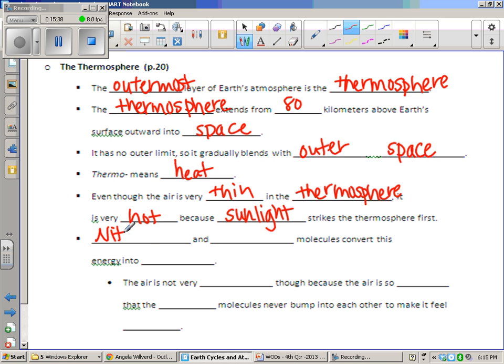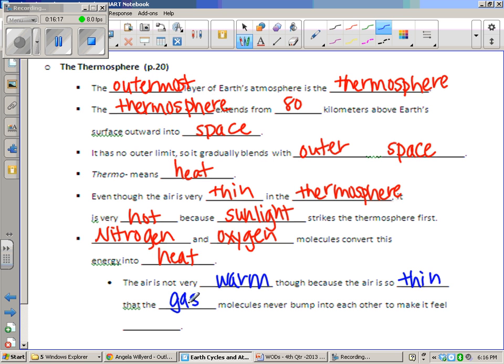And nitrogen and oxygen molecules convert this energy into heat. But the air is not very warm, so how would it feel to you? Not warm at all. Temperature-wise, it looks like it's hot, but how do you perceive that? As coldness. And why is that? Well, because the air is so thin that the gas molecules will never bump into each other to actually make it feel warm.